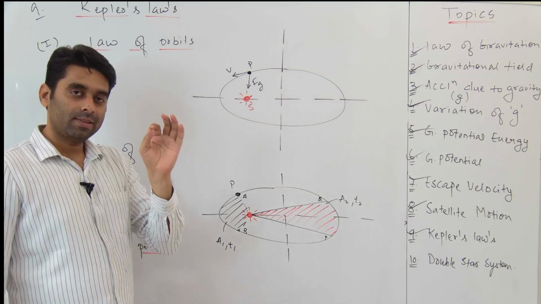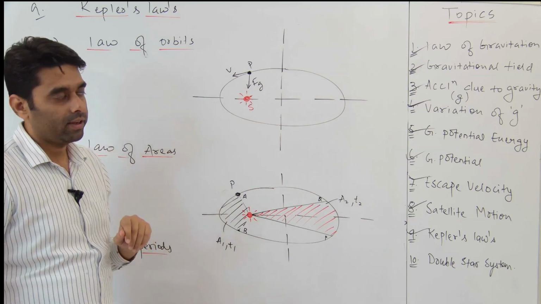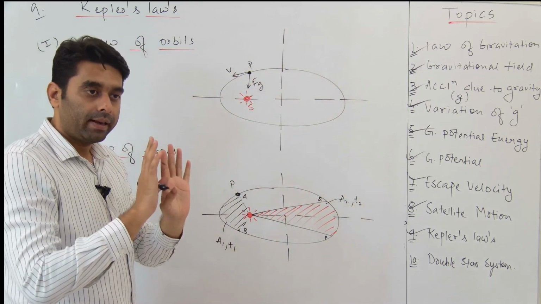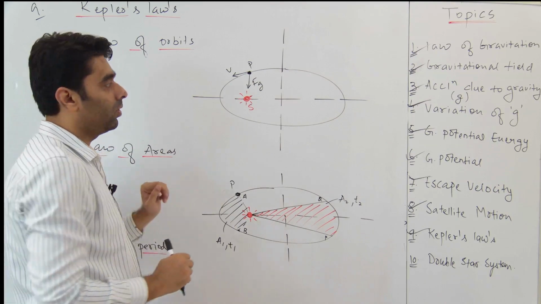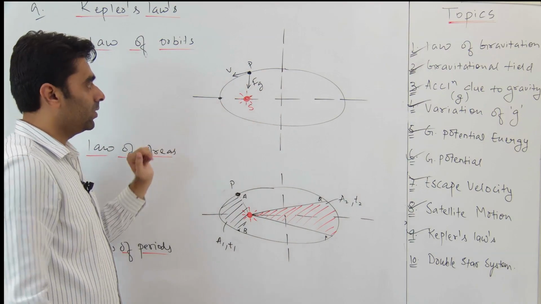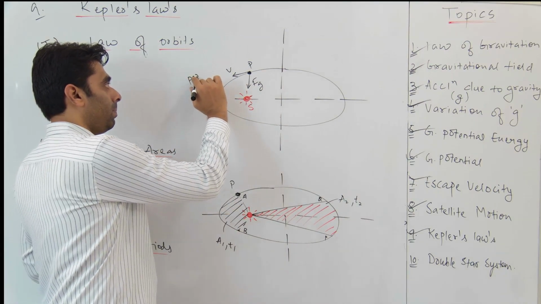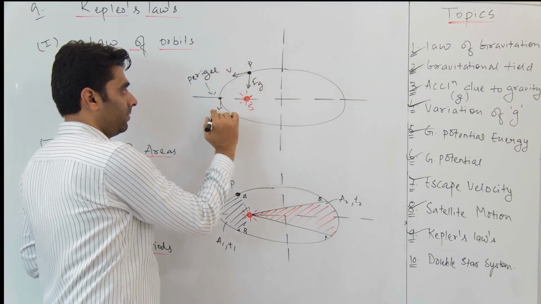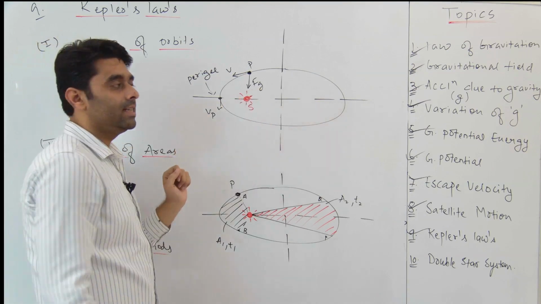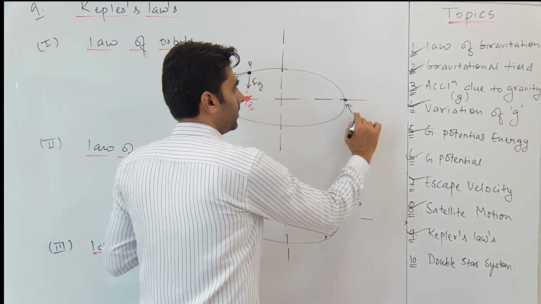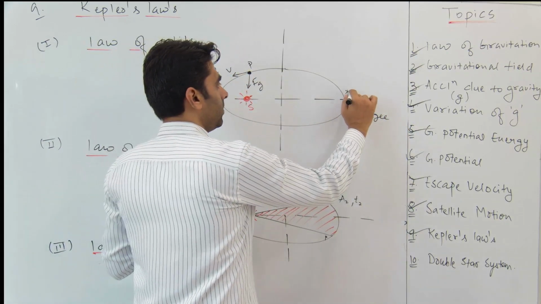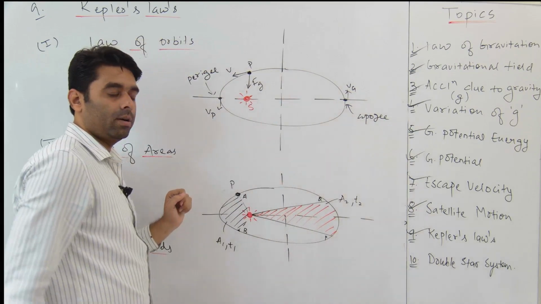Next, there are certain points regarding this elliptical path which we can keep in mind. First, when the planet is moving in an elliptical path, the speed of the planet does not remain constant. It is maximum at this point, which is nearest to the sun, termed perigee. Vp is maximum here, and the speed of the planet is least at the farthest point, termed apogee. So the speed at perigee is maximum and at apogee is minimum.